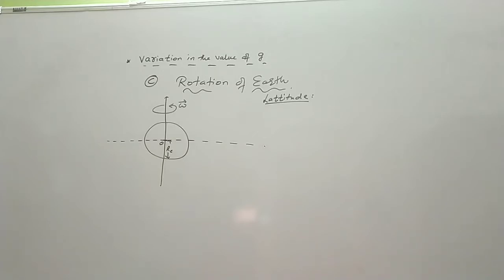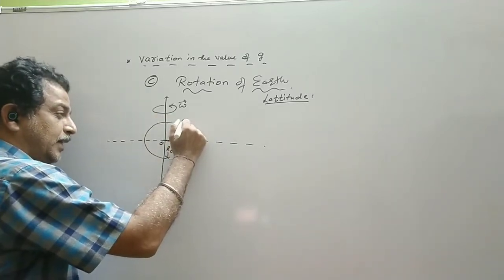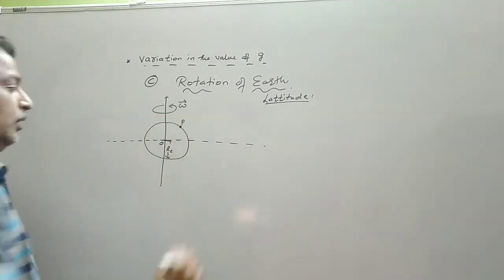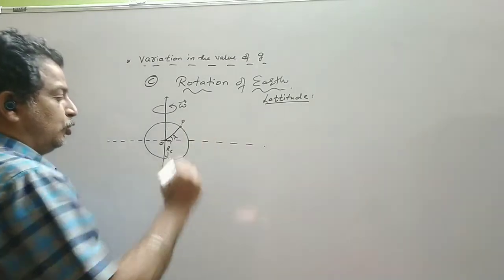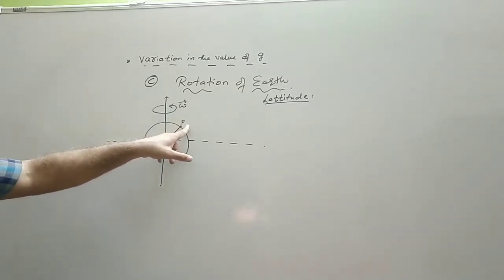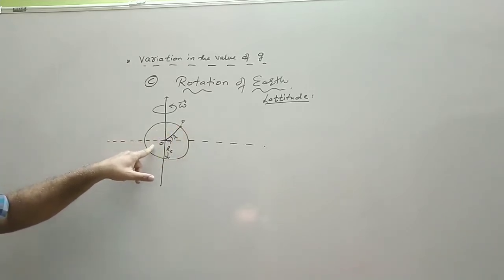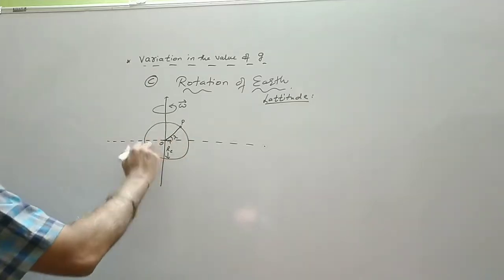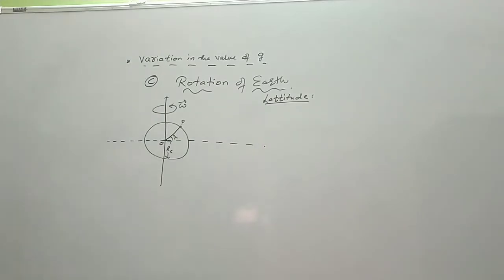So latitude is nothing but an angle made by the line. Let us consider some place, some country. Join this place with the center of the Earth. This is lambda. So it is the angle made by the line joining the place on the Earth to its center, with reference to the equatorial line.